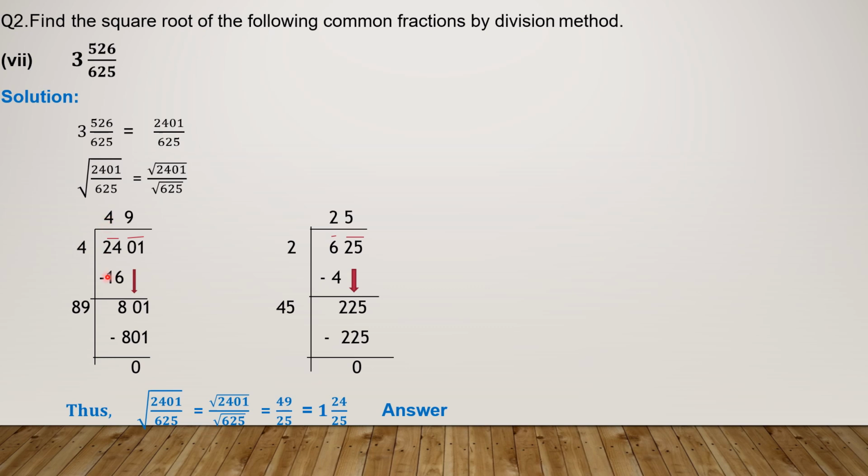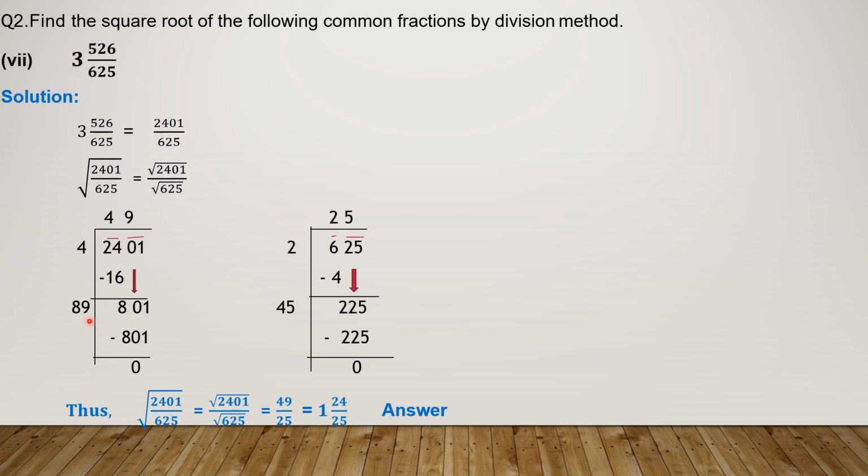5 5s are 25 and that is greater than our first pair. So we will select a number less than 5, that is 4. 4 4s are 16. In the next step simply subtract 24 and 16. The answer is 8. Now what will happen? The complete pair 0 and 1 will come down. Not the single element but the complete pair 01 will come down. On this side we will make a new divisor. Now what is the method of making the new divisor? 4 will be added to 4. 4 plus 4 is 8.